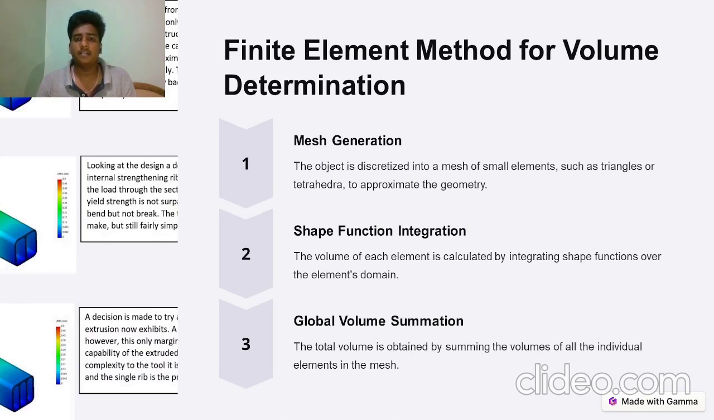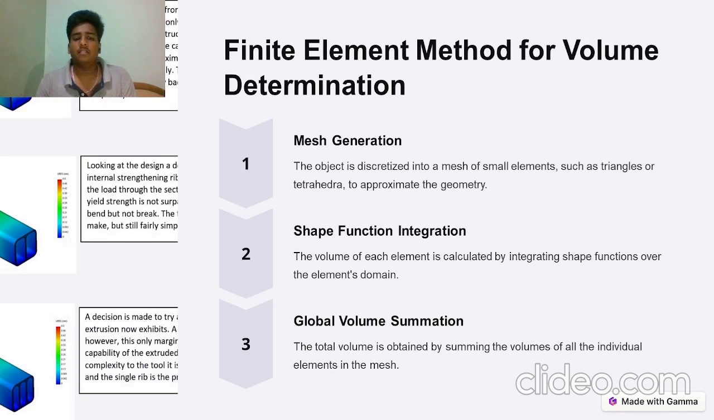Let us know the finite element method for volume determination. The first method is mesh generation. The object is discretized into a mesh of small elements such as irregular triangles or tetrahedra to approximate the geometry. The second method is shape function integration. The volume of each element is calculated by integrating shape functions over the element's domain.